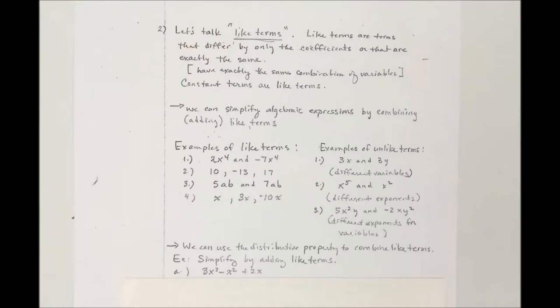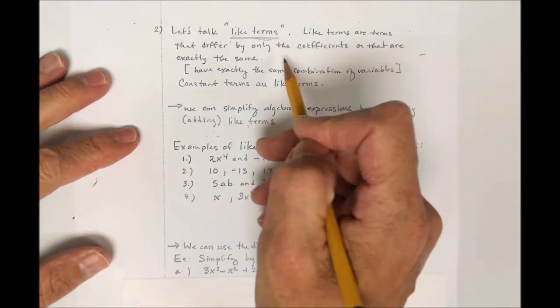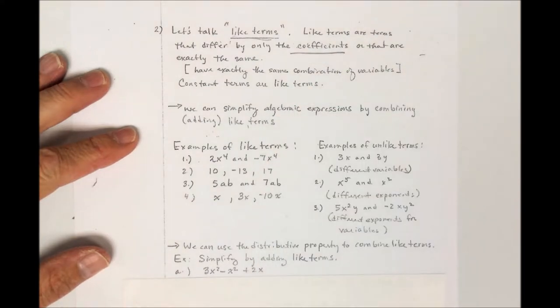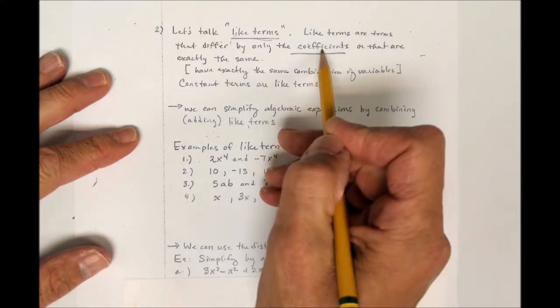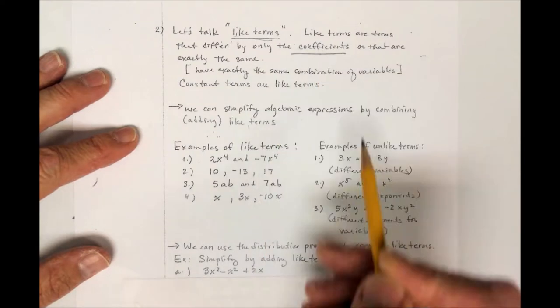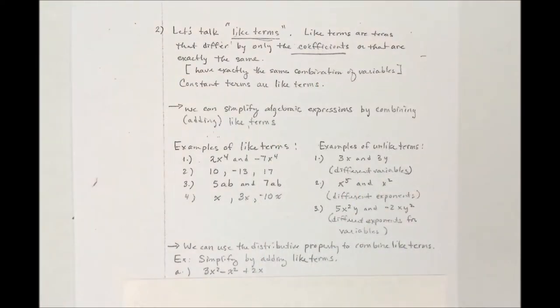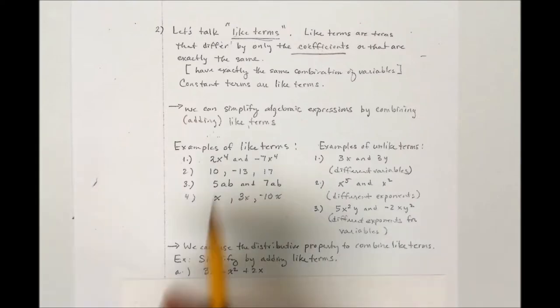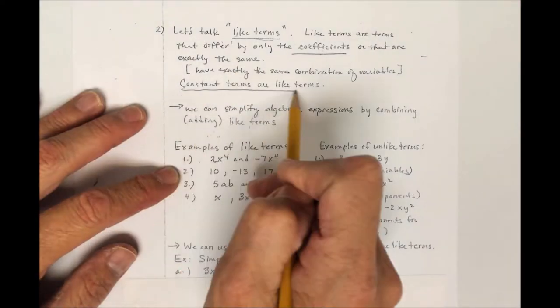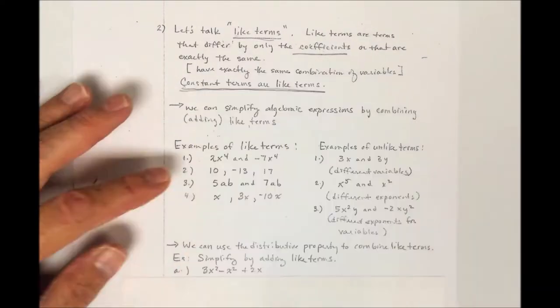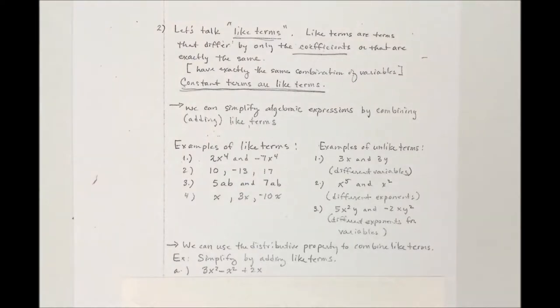And that's what we usually refer to as like terms. Like terms are terms that differ only by the coefficients. Everything else is either exactly the same or they just differ by the coefficient. Now, when we have like terms, and by the way, constant terms, that's just the numbers, constant terms are considered like terms. When we have like terms, the good news is that we can combine or add them together.